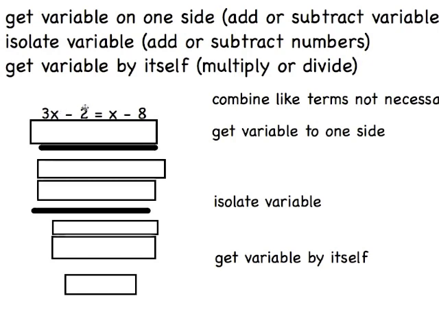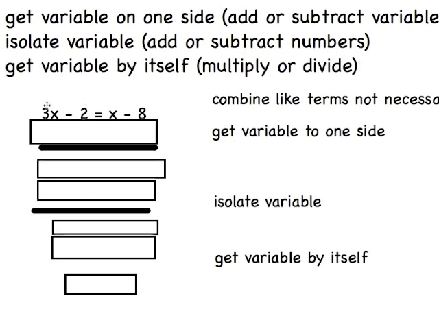We have 3x minus 2 equals x minus 8. As you can see, we can't combine any terms on the left-hand side because x and 2 are not like terms. We can't combine anything on the right-hand side because x and negative 8 are not like terms. Therefore, combining like terms in this problem is not necessary. So the next step is to get the variable on one side.